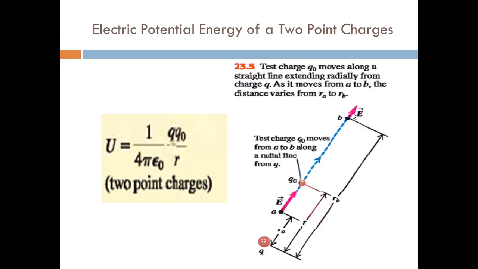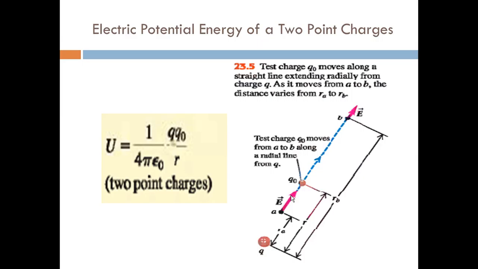Now, let us try to analyze in terms of work the movement of Q sub O from point A to point B. Q sub O moves from point A to point B, so the direction of the displacement would be along the direction of the dashed line. The direction of the force on Q sub O should be in the same direction, since the tendency is for Q to push Q sub O towards this direction. So the direction of the displacement and the direction of the force are the same. Force and displacement have the same direction.